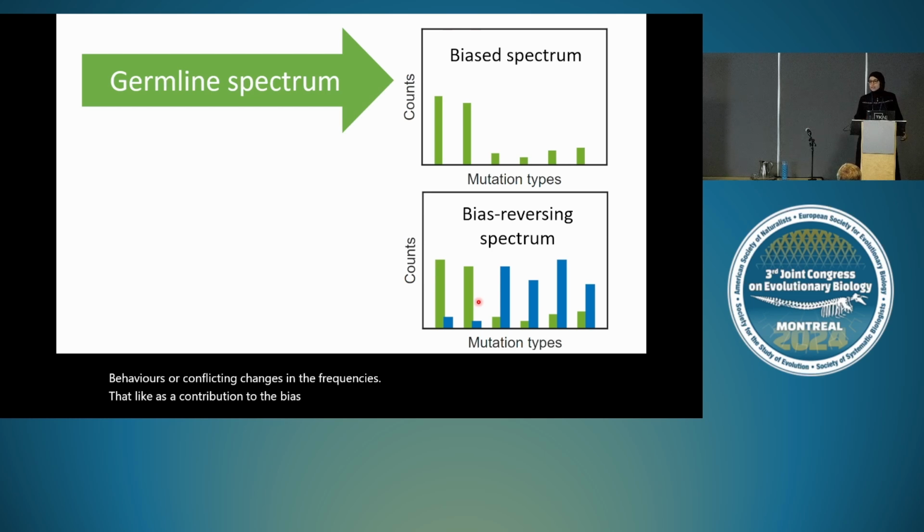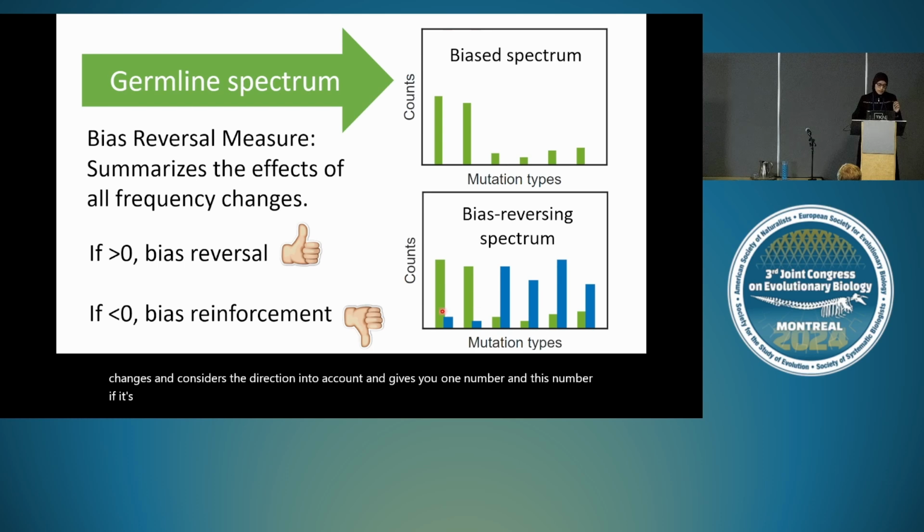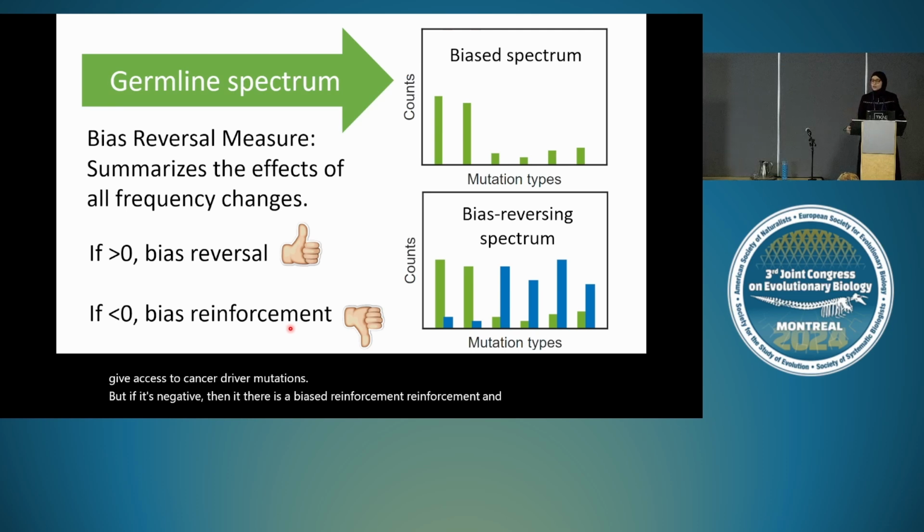And so we created what we call the bias reversal measure, which summarizes the effects of all of these frequencies. It just sums how they change, taking the direction into account, and it gives you one number. If this number is positive, then we have a bias reversal, which by theory can give access to cancer driver mutations. But if it's negative, then there's a bias reinforcement, and that cannot contribute to that access.